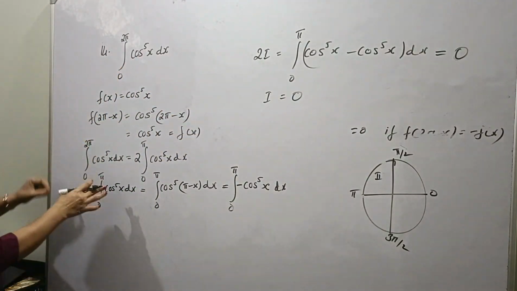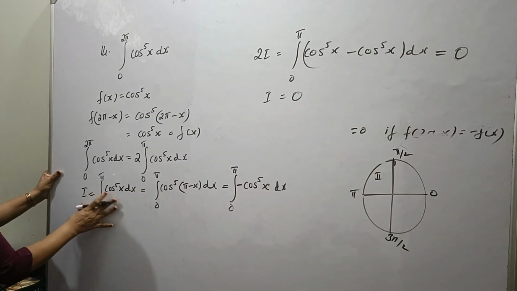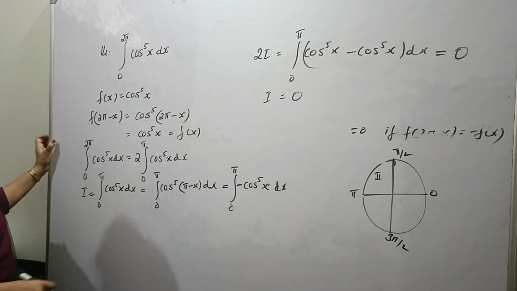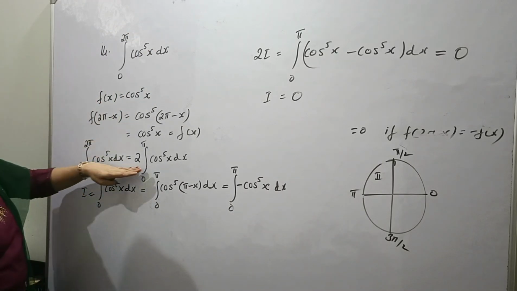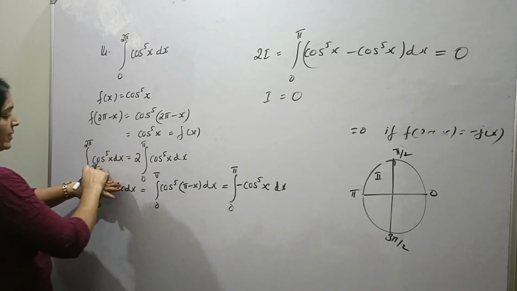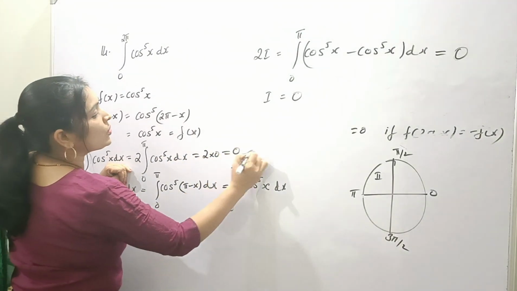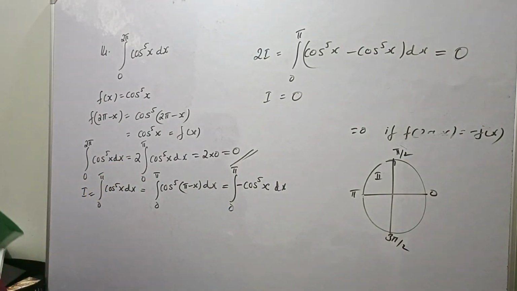Therefore, here, what is I? Our I is nothing but this one, right? So we have to find integral 0 to 2 pi cos raised to 5x dx. So that is this integral. That is equal to 2 into I, 2 into 0, that is equal to 0.